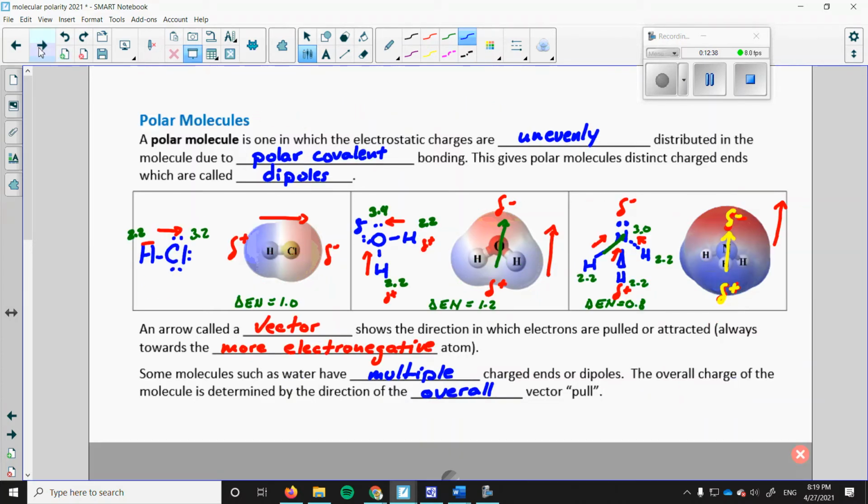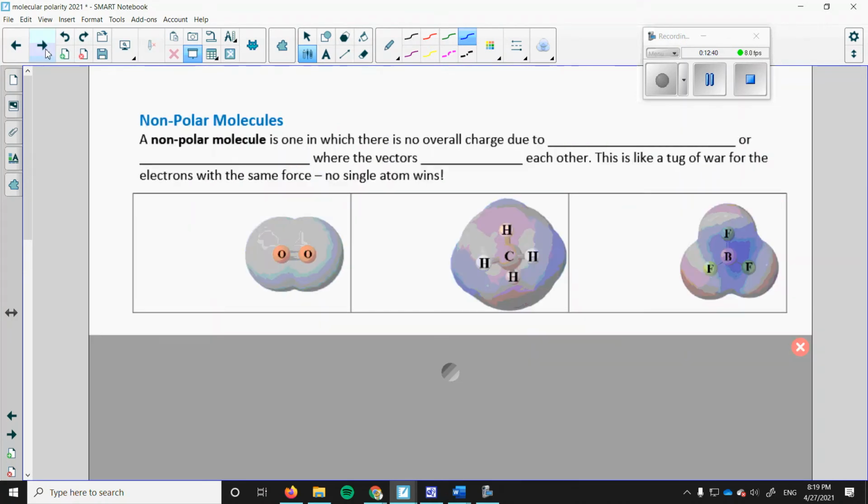So now let's look at the opposite of this. We're going to be looking at nonpolar molecules. So nonpolar molecules, obviously, don't have any overall charge. It could be for 2 reasons. You could have nonpolar bonds, and nonpolar bonds, remember, have no charges associated with them. Or sometimes you might have polar covalent bonds, and what happens here is the vectors might cancel each other. The poles are in opposite directions. So it's almost like the tug of war, and there's no overall winner. So we'll take a look at that as well.